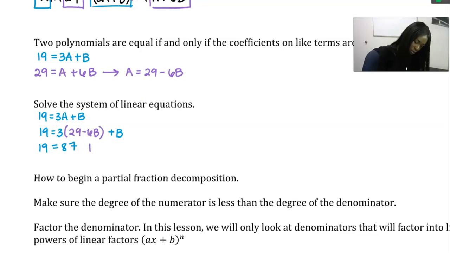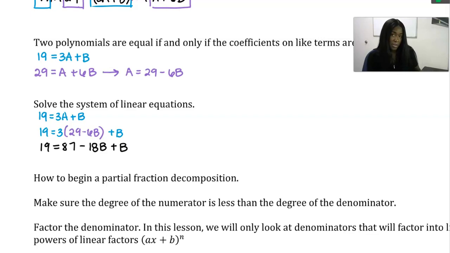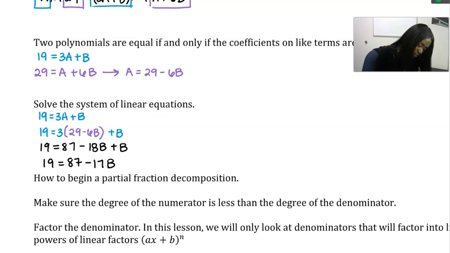I don't know what color pen I'm using. This is why I just use black. Okay, so I have 19 equals 87 minus 18b plus b. Let's continue to combine like terms. The negative 18b and the positive b will come together to give me a negative 17b. So I have 19 equals 87 minus 17b.